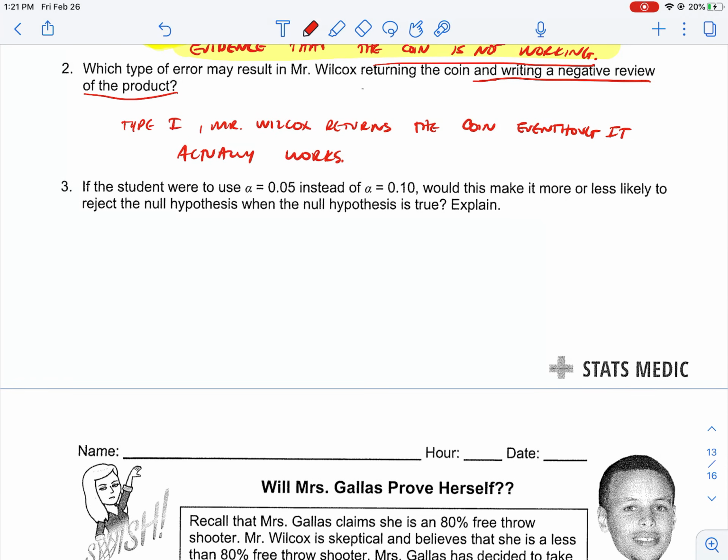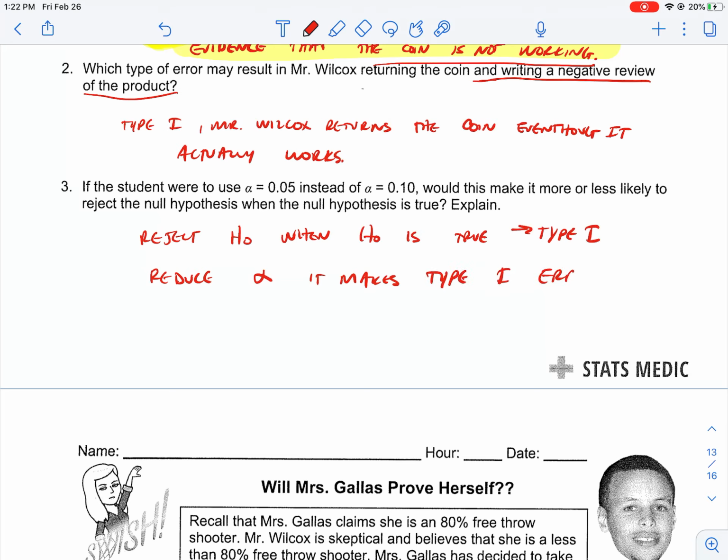So if the student were to use alpha equals 0.05 instead of 0.10, would this make more or less likely to reject the null hypothesis when the null hypothesis is true? So we reject H sub 0 when H sub 0 is true. That's what a type 1 error is. So type 1 error is when we reject H sub 0 when H sub 0 is true. So if we reduce alpha, it makes a type 1 error less likely.